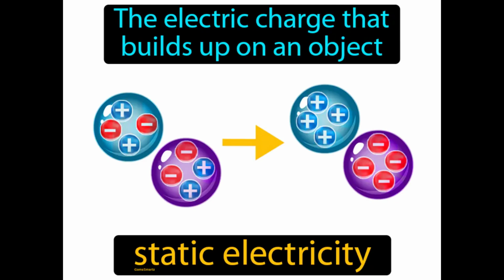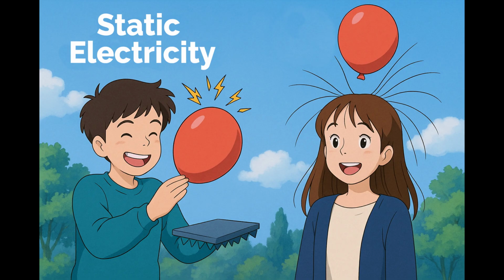The electric charge that builds up on an object. Static electricity. It's the imbalance of electric charges within or on the surface of a material. Imagine getting a balloon stuck in your hair after rubbing it on your sweater. This is similar to the way static electricity builds up when two different materials come into contact and then separate, like your hair and the balloon. Just as the balloon picks up strands of hair by attracting them, an object can collect and hold on to electric charges, creating a static cling that you can feel.